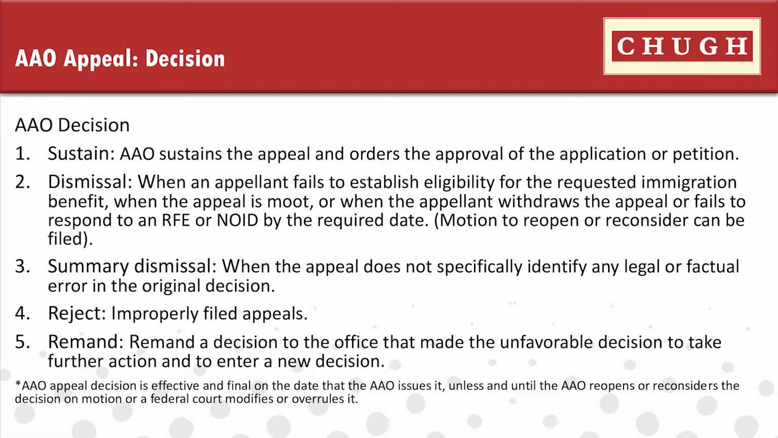So these are the decisions issued by AAO. And also the AAO appeal decision is effective and final on the date that the AAO issues it, on the mailing date, unless you file a motion to reopen or reconsider the decision, or, as Diya said, you file it with the federal court, and the federal court orders the AAO to reconsider or just approve the case.